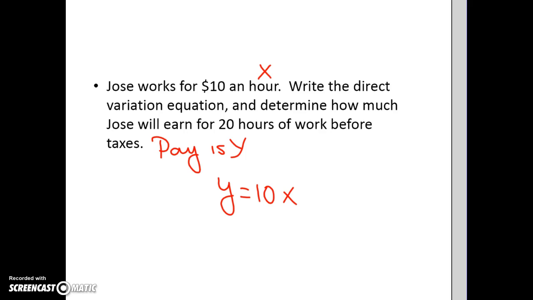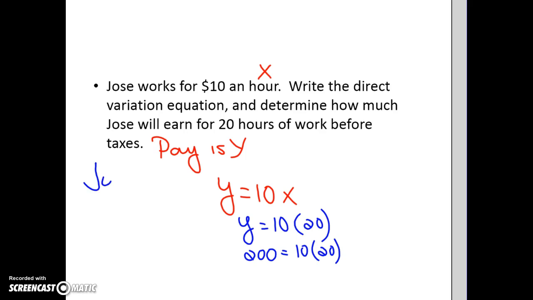How much will Jose earn if he works 20 hours? Well, I'm going to substitute 20 hours in place of x, and I have y equals 10 times 20. So 200 equals 10 times 20. Jose will earn $200 before taxes.